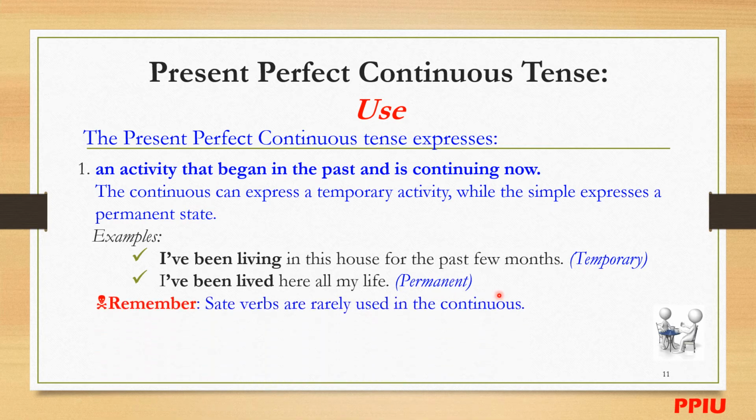Okay, remember and be careful. State verbs are rarely used in the continuous form. So in all the continuous forms, you cannot use a state verb in here. State verbs like what? Love, feel, like, hate, and so on. You cannot use them in the continuous form. For example, I've had this book for ages.